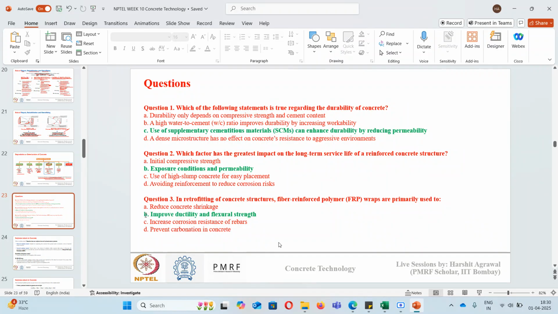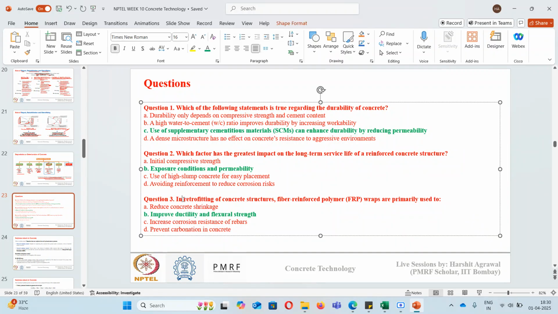Okay, and it can be similar for other applications, like improving the flexural performance, shear performance or axial performance. I can use FRP to improve the ductility or strength of concrete, depending upon my need. So retrofitting, the main function of retrofitting is enhancing the performance or strength of my structure.